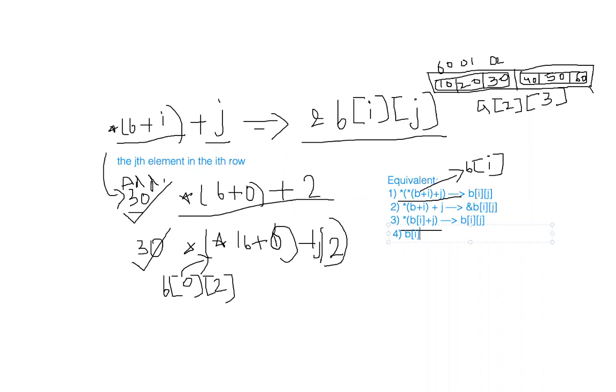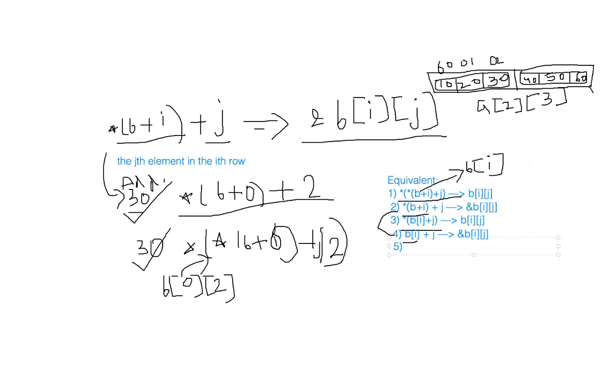Next, b of i plus j, you can see that this is equivalent to writing ampersand of b i j. Why? Because again, if we go back here, let us compare this one with this one. So see, star of b plus i means b i, plus j means we are trying to access the address of the jth element in the ith row. And at the last, we can also write it like this.